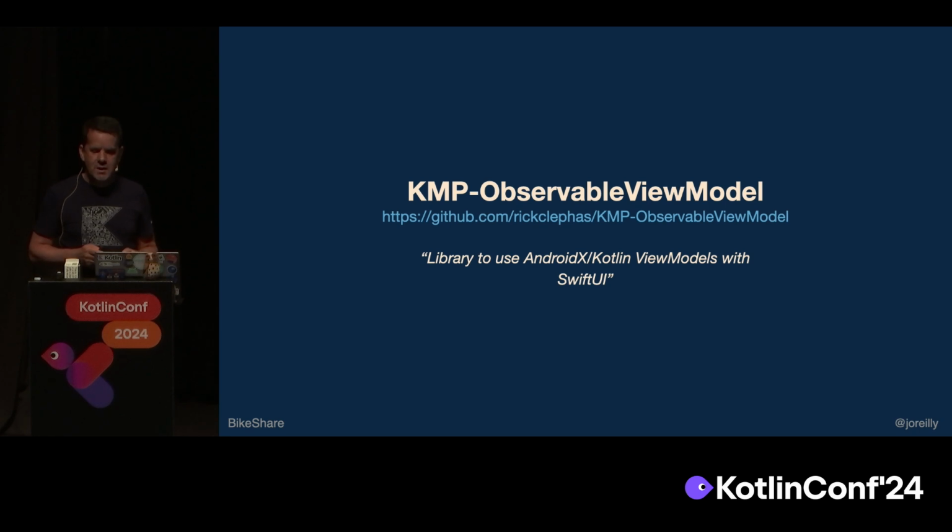Next up is KMP Observable ViewModel. This is a library that up to a few weeks ago was known as KMM-ViewModel. It's now described as a library to use AndroidX Kotlin view models with SwiftUI. And a key aspect of what this offers is the ability to expose Kotlin state flows, for example, as Swift properties that can be directly observed in SwiftUI, as we'll see shortly.